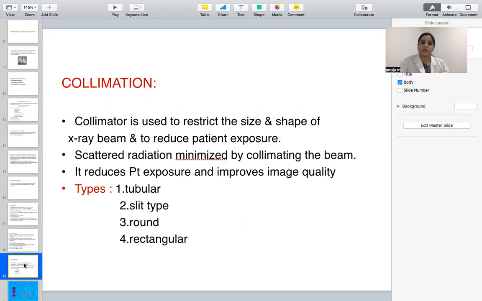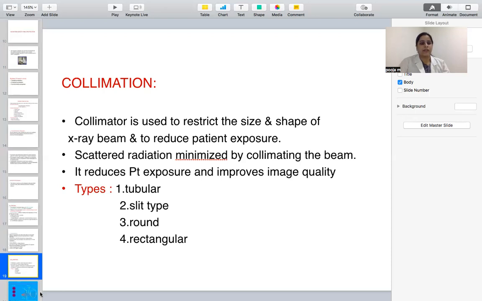So as the X-ray beams are produced, they will be divergent. The function of this collimator is that it restricts the size and the shape of an X-ray beam so that the divergent rays or the scattered rays are reduced, so that the patient exposure will be reduced ultimately. So with the use of this collimator, scattered radiation is reduced, and this ultimately reduces the patient exposure and it also improves the image quality.